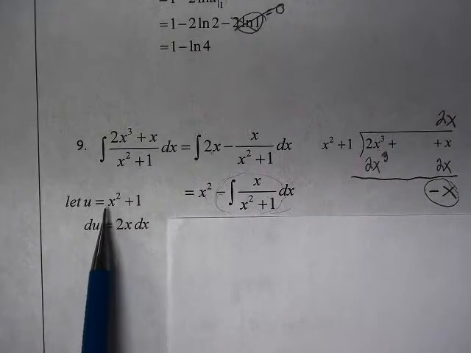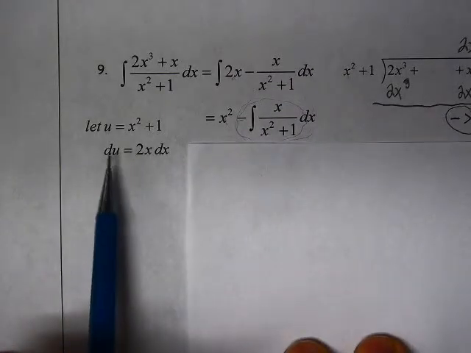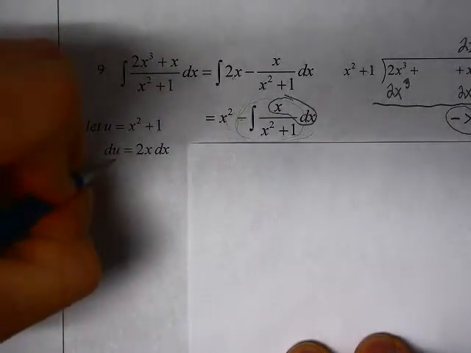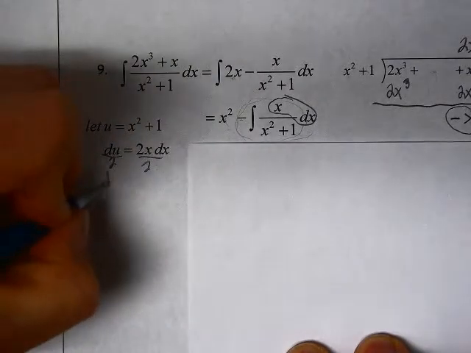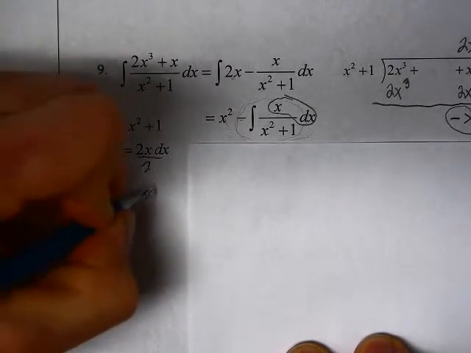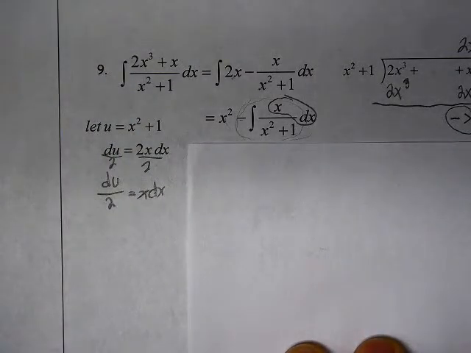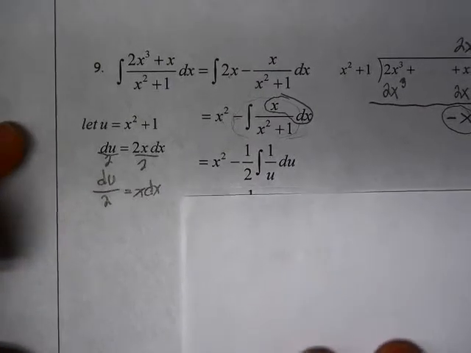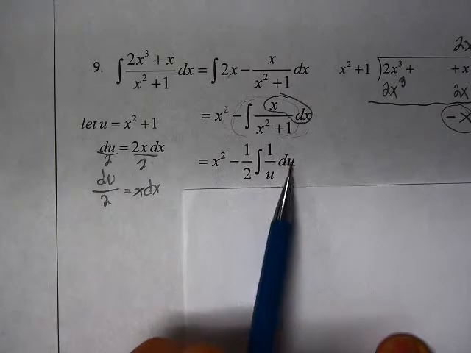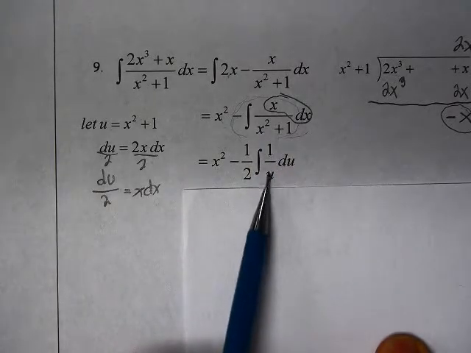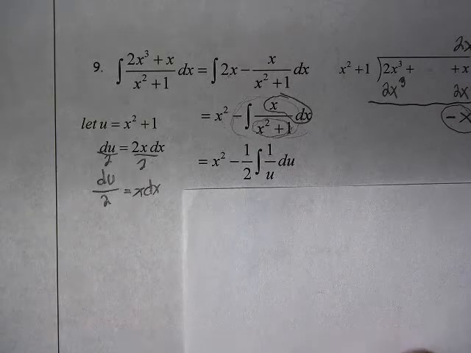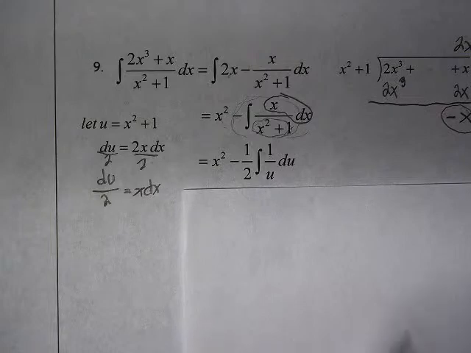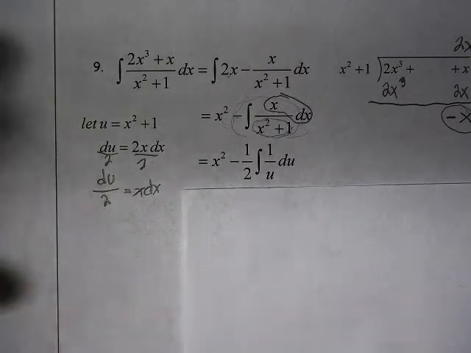I let u equal the denominator, x squared plus 1. Du is 2x dx. I really have an x dx here that I want to replace, so I'm going to divide both sides by 2. And I get du over 2 equals x dx. So this x dx here is going to be replaced by a 1/2 du. So I have a 1/2 du replacing the x dx. I have a 1 over u that is replacing that 1 over x squared plus 1. And now I have my good old 1 over u du, or du over u. That is going to be the ln of u, the natural log of u.